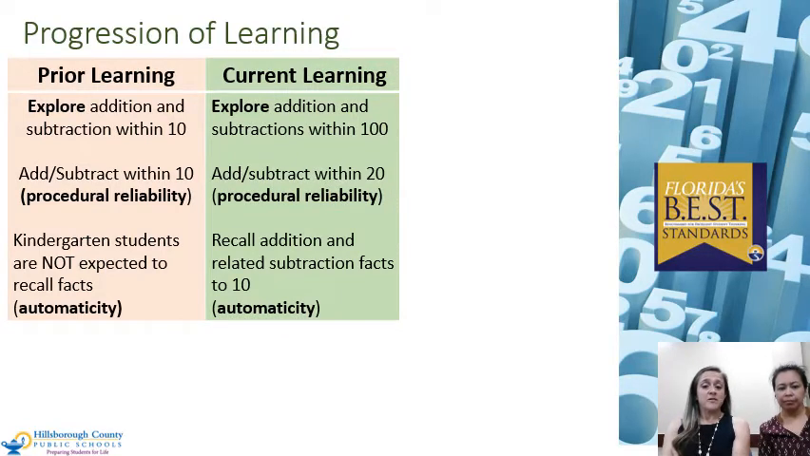And then in first grade, you are still exploring, but now you're pushing that to 100. So you're going to be working with adding and subtracting within 100. And your first graders are going to be looking for a reliable strategy that will help them add and subtract within 20. And then in terms of fluency, we want first graders by the end of the year to be able to recall addition and subtraction facts to 10 only. And again, that is by the end of first grade.